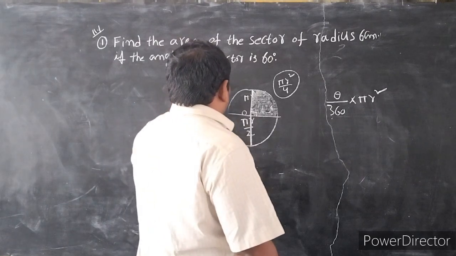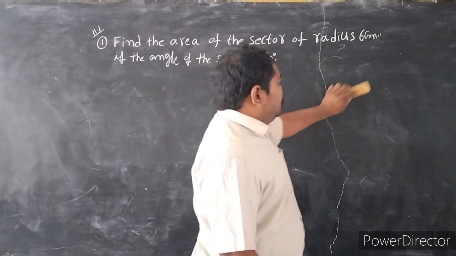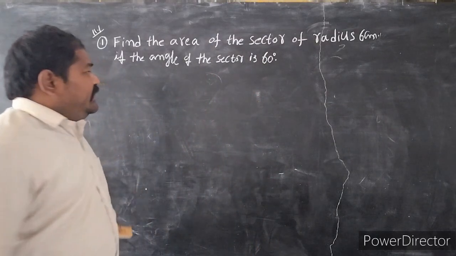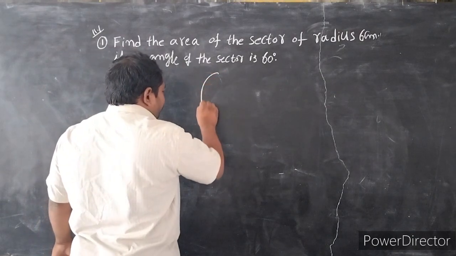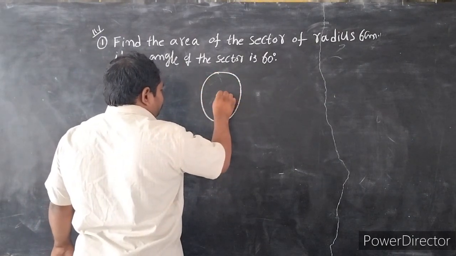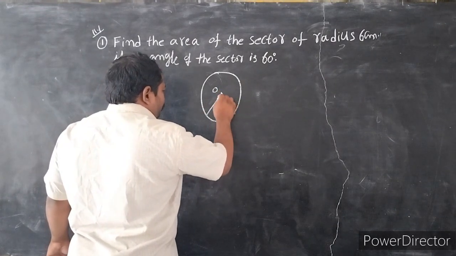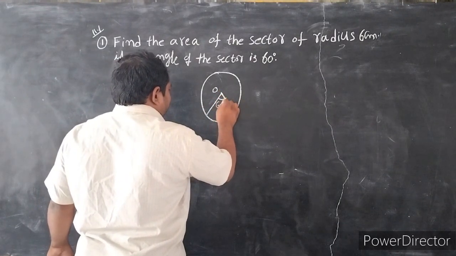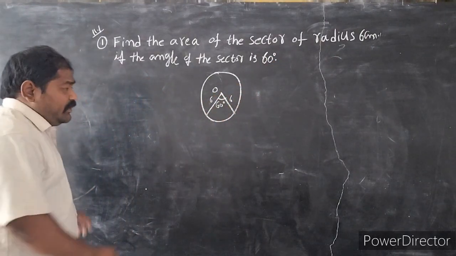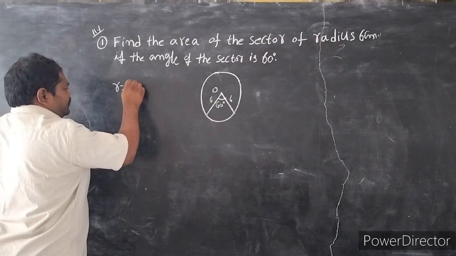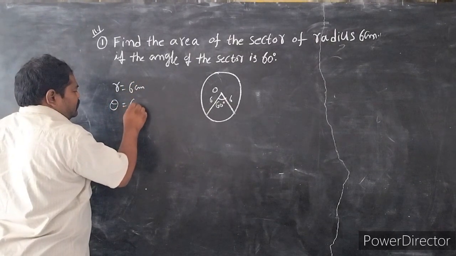What is the given question? Find the area of the sector of radius 6 centimeters, if the angle of the sector is 60 degrees. The angle of the circle is 360 degrees, the sector is 60 degrees. This is the circle with center O. This is the sector which makes an angle of 60 degrees at the center, and the given radius is 6 centimeters. Now the radius r of the circle is 6 centimeters and the angle of the sector at the center is 60 degrees.